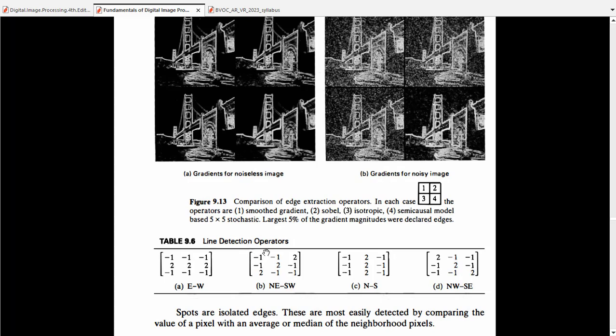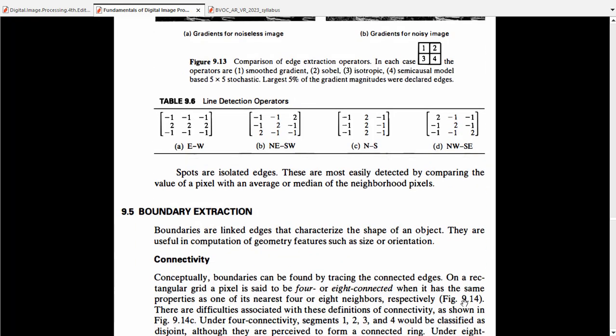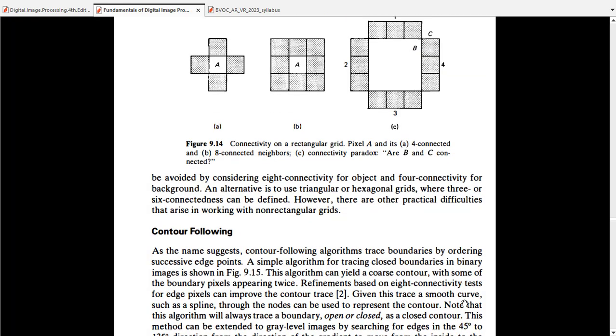So this is a line detection operator based on east west, northeast and southwest, north south, and then northwest and the southeast. In this boundary extraction, we come to analysis from the different types of formula. It will come to analysis from connectivity of this type of pixel A, which is the center pixel, and then it will be connected by the 4-connected method, and then the 8-connected method, and then connectivity paradox. And B and C are connected. So why this 8 connectivity?